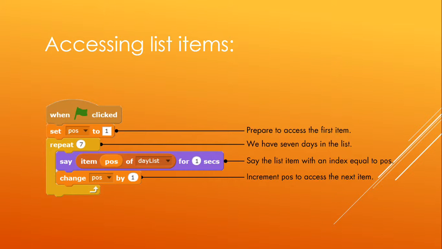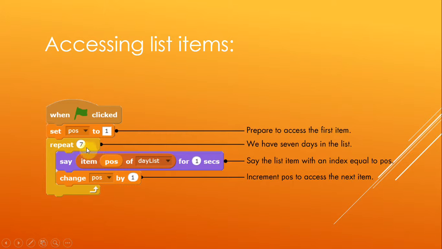Okay, accessing your list items. Here we have the item variable of day list. In this case, looking at our day list that we created earlier on, we can now go and say repeat 7. So starting at position 1, say item position of day list for 1 second, change position by 1.